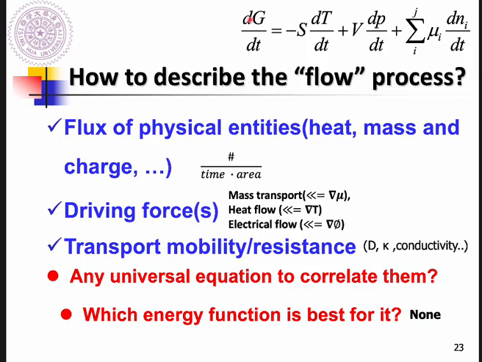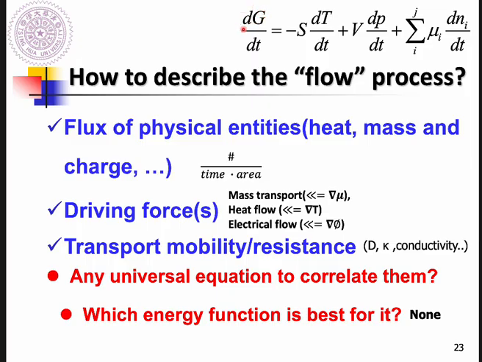So for the energy state function, do you remember that we have dG, the change in Gibbs free energy, equals negative entropy times dT plus volume V times dP, the change in pressure, plus the extra summation term regarding mu times the chemical potential times the change in composition. You need to sum them together, then you can get the total change in Gibbs free energy.